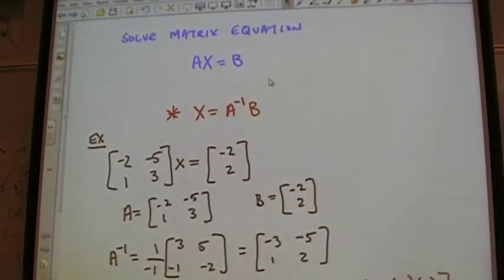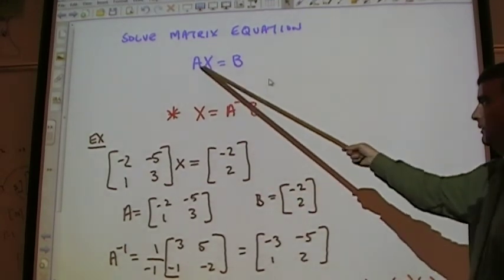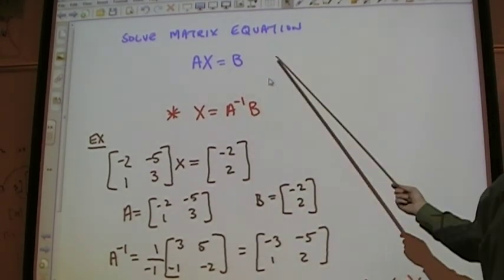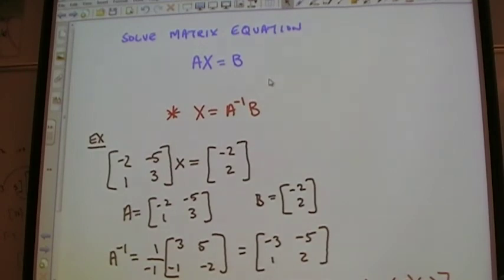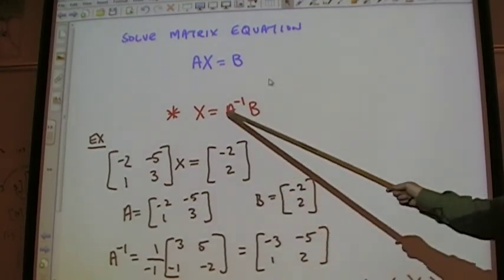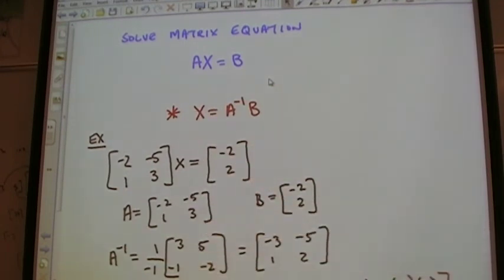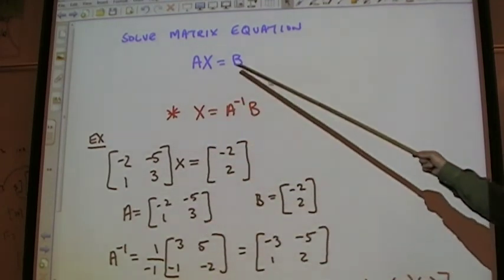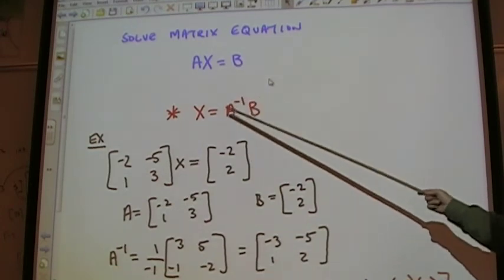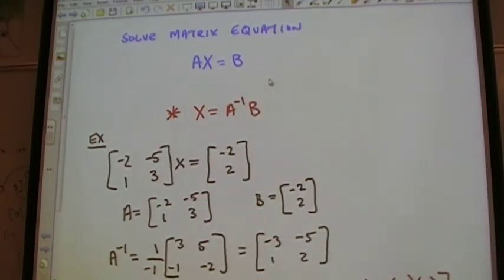It's just like solving any equation. How do you get X by itself here? Divide by A, but you can't divide matrices. So instead of dividing by a matrix, you multiply by its inverse. Same thing. And it has to be in this order. Don't do B A inverse. It has to be A inverse B. All right, let's look at the example. So know how to solve any matrix equation with multiplication.